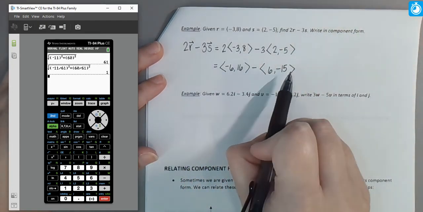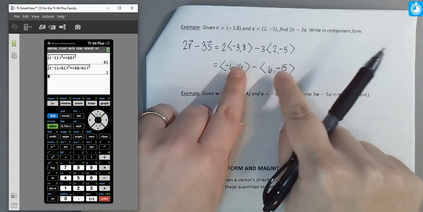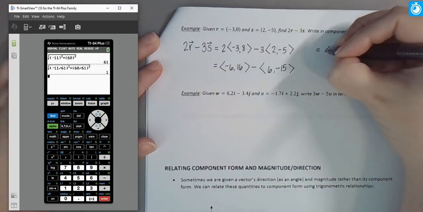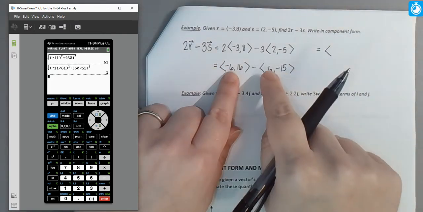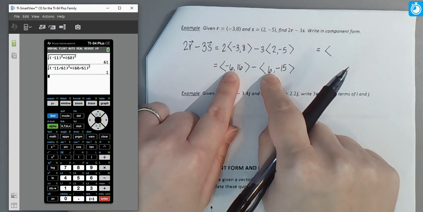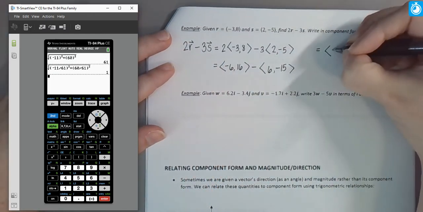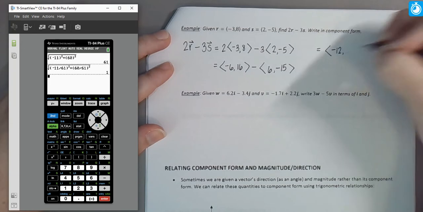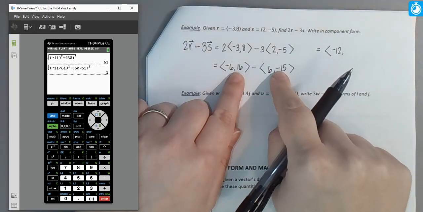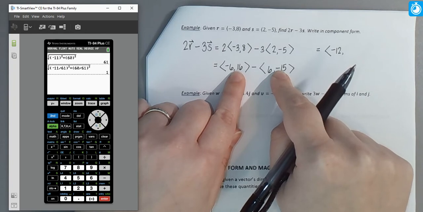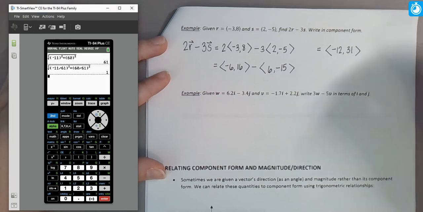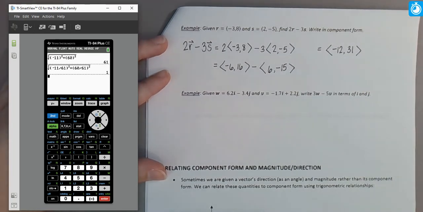So if we want to then subtract, it's just a matter of combining matching components. So our first two components, the horizontal components, negative 6 minus 6, keep in mind they don't cancel, they combine. So that's going to be negative 12. That's our new horizontal component. And then 16 minus negative 15, which turns into an addition, that's going to be 31. So that is our resulting vector.